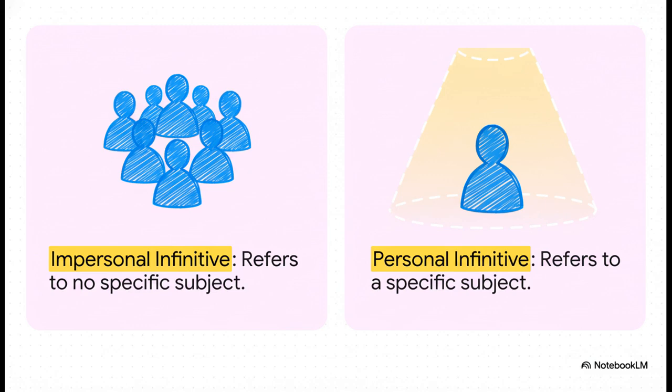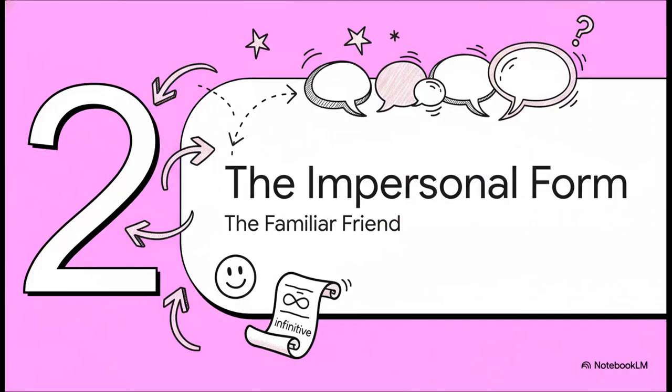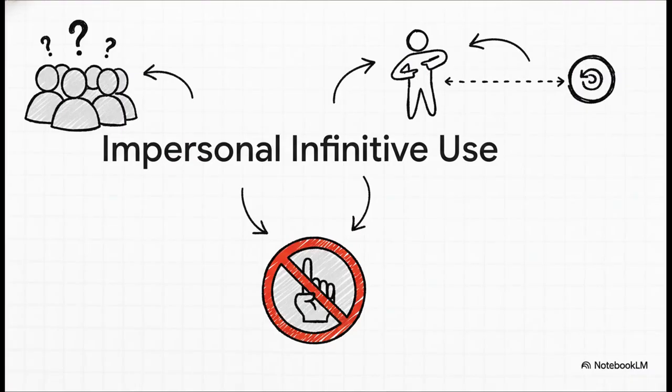Let's start with the one you probably already know. So let's get reacquainted with our familiar friend, the impersonal infinitive. This is the version you learn on day one. It's the one that acts a lot like the English infinitive, so it should feel pretty comfortable. So you'll use this form in basically three main situations. First, when you're just talking generally and there's no specific who involved. Second, when the subject is already super obvious from the main verb in the sentence. And third, when it's being used for a general rule or a command, like something you'd see on a sign.